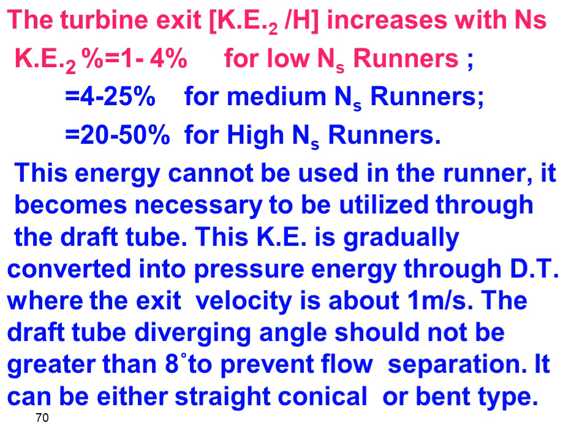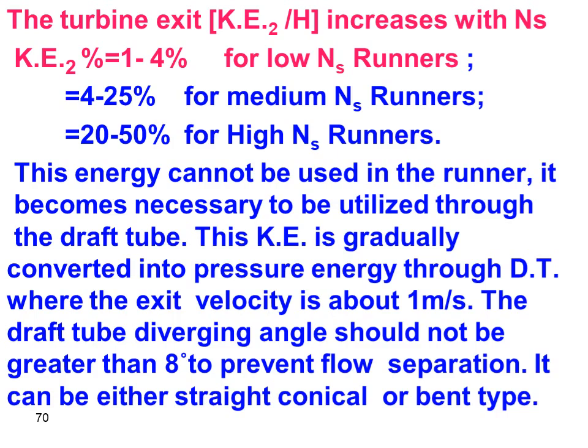Okay, this kinetic energy can represent from 1 to 4% of the available head for a low NS runner. Low NS runner means high head application, and this kinetic energy at exit can be from 4 to 25% for medium head or medium NS runner, and it can represent from 20 to 50% at high NS runner. This means at low head application we have to save the energy at exit by using a draft tube.